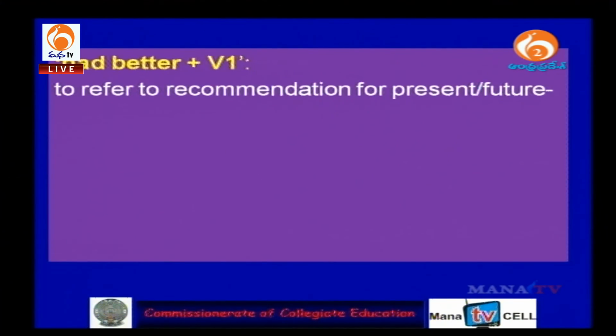Sometimes we use this structure also to represent a possibility of a future action. See, had better plus V1. What does it indicate? It indicates a recommendation normally made to other people. So, they can be used for describing a recommendation in present or in future.